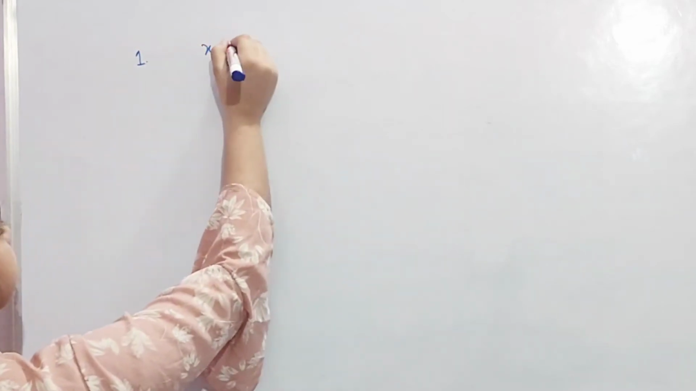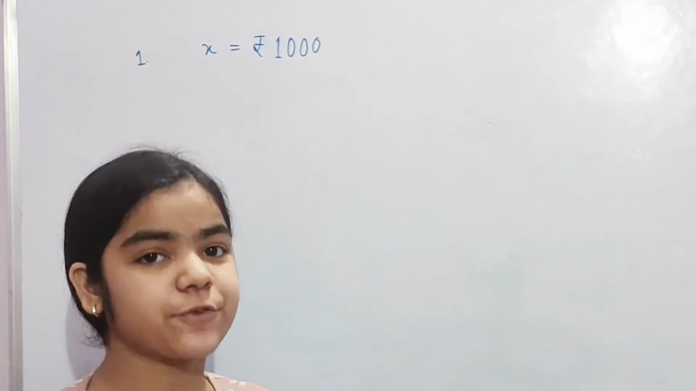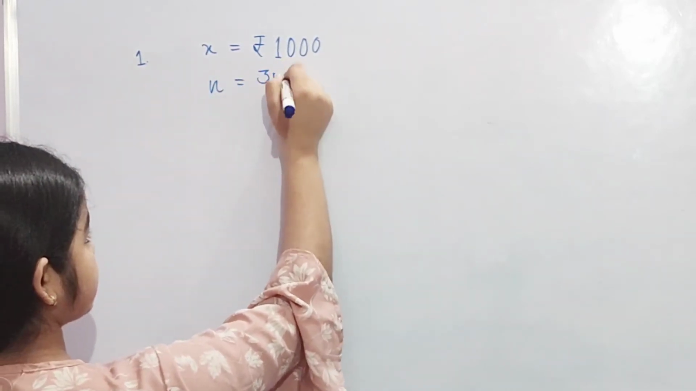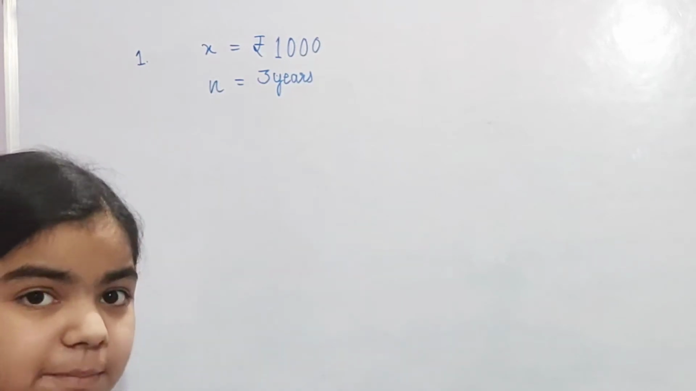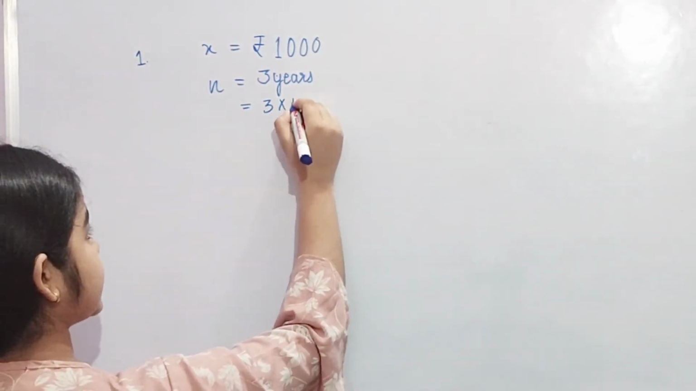The first question. Mrs. Goswami deposits ₹1,000 every month in a recurring deposit. That is, let's say x is equal to ₹1,000 for 3 years. That is, n should be 3 years. But if you remember, I told you to convert it into months. That is 3 times 12.